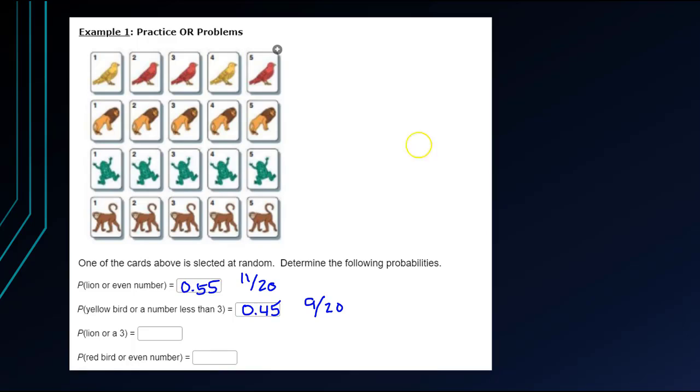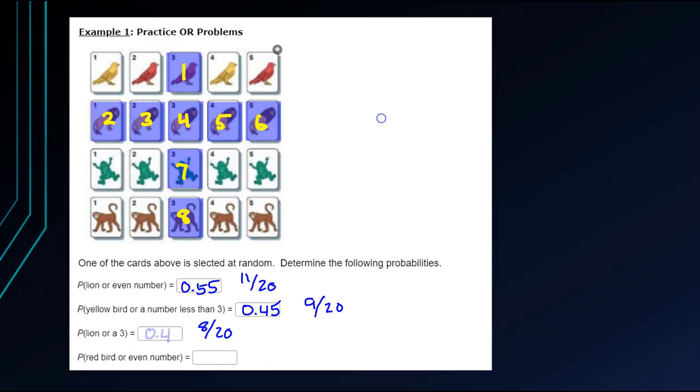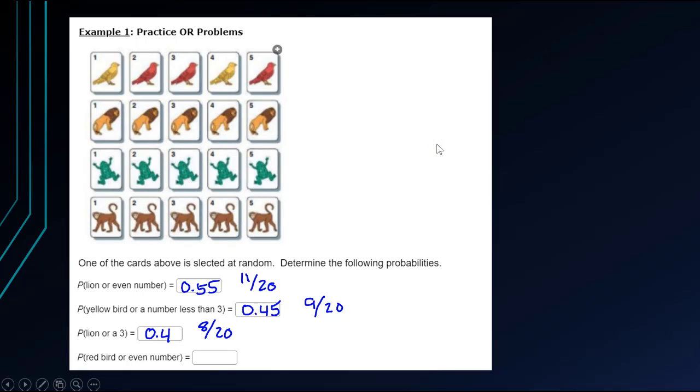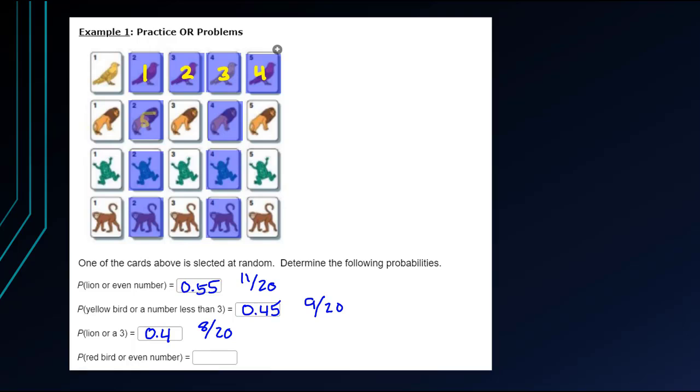A lion or a 3. So again, I'm going to have all these lions, or any card that has a 3 on it. And so when I count these all up, I have 8, and 8 out of 20 is 0.4. And the probability of a red bird or an even number, so I'm going to look at the red birds. Even numbers are all of these. And so when I count these, I have 10, and 10 out of the 20 is 0.5.